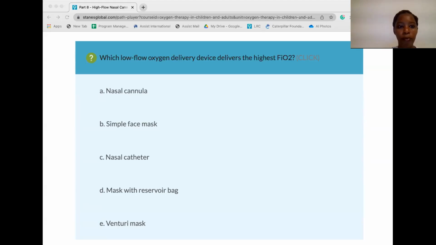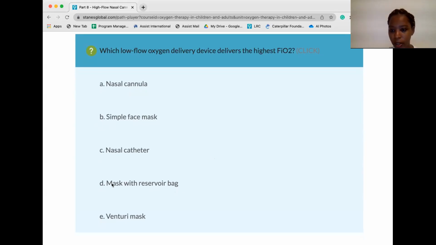So from our previous discussions, as we alluded to, nasal cannulas have a flow of 2 to around 5 liters per minute, as some people can push up to 5. Simple face mask goes from 5 liters to 10 liters. Nasal catheter, we'll discuss that. A mask with reservoir does 10 to 15 liters per minute. Venturi mask also does up to 10 liters per minute. So the correct answer is D. Okay, so we can continue.